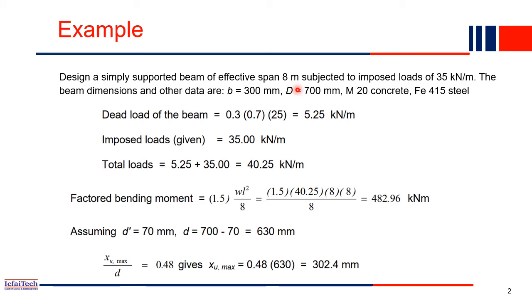Capital D is the overall depth of the beam. That is also given to us: 700. So these two values are fixed, and we have to use M20 concrete and Fe415 grade of steel. So this is the data available to us.